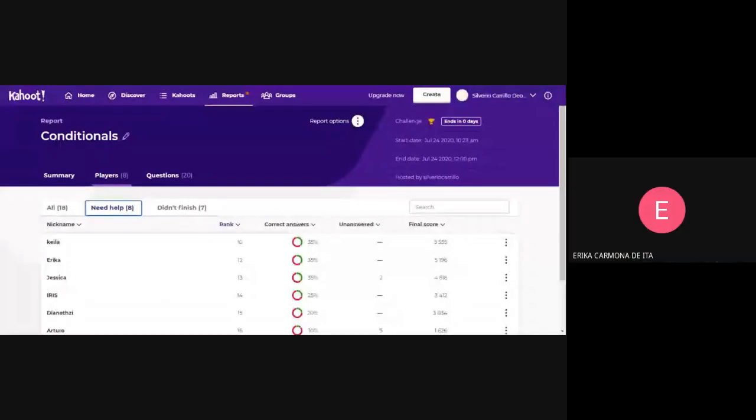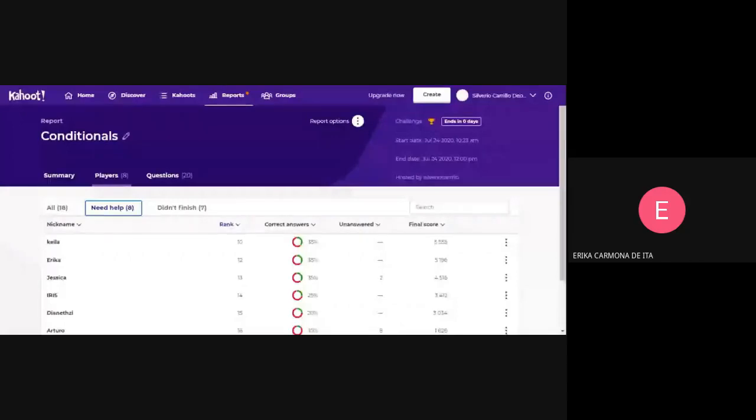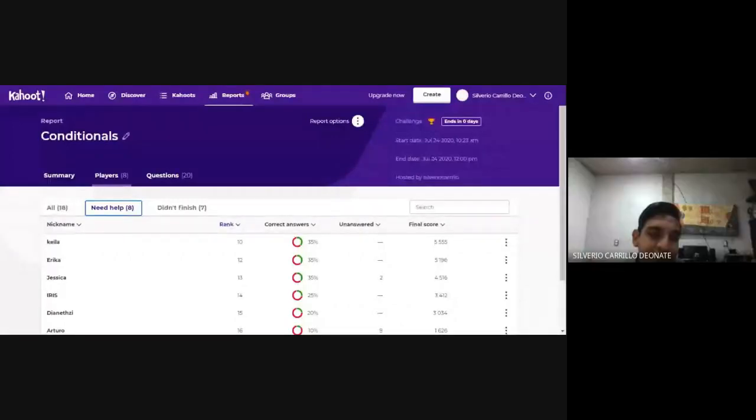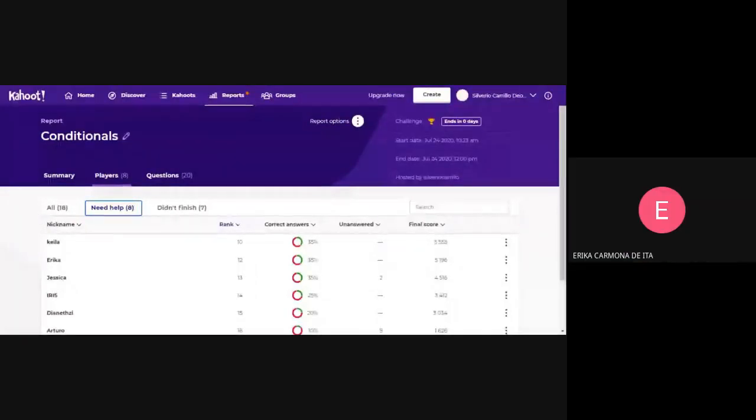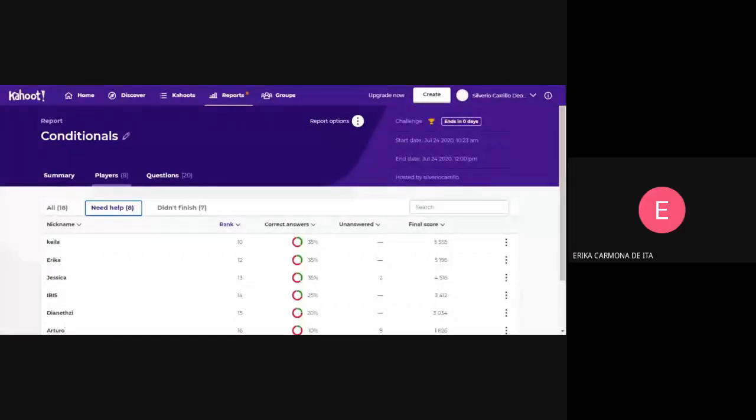Yes. Let's start with the zero conditional. Okay, can you read your examples with the zero conditional? If you hit ice, it melts. If you mix blue and yellow, you get green.